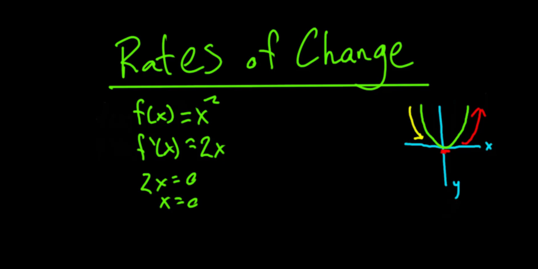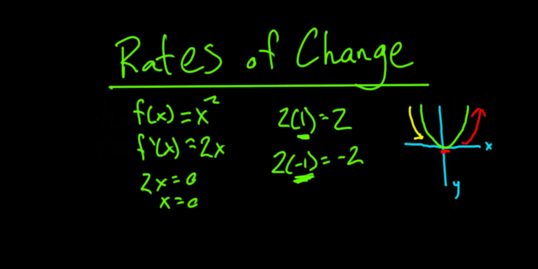All we have to do is take 2x and plug in 1. So we have 2 times 1, and that's equal to 2. So we got a positive number. And if we put any positive number right here, we're going to get a positive number as our result. Same with negatives. If we do 2 times -1, we get -2. And any negative number here is going to result in a negative number right here. So we know that on the interval from -infinity all the way up to 0, our slope is going to be negative.